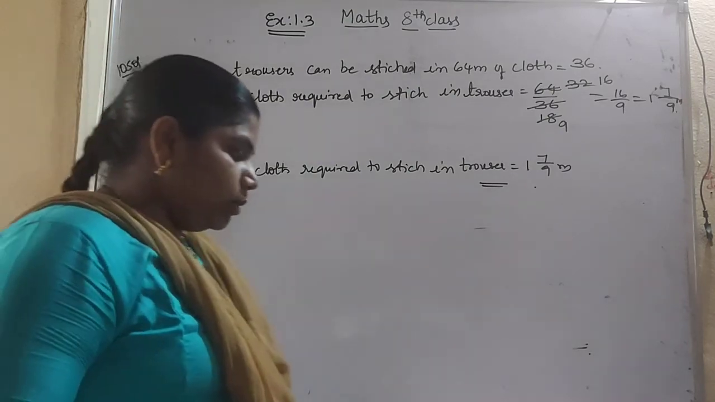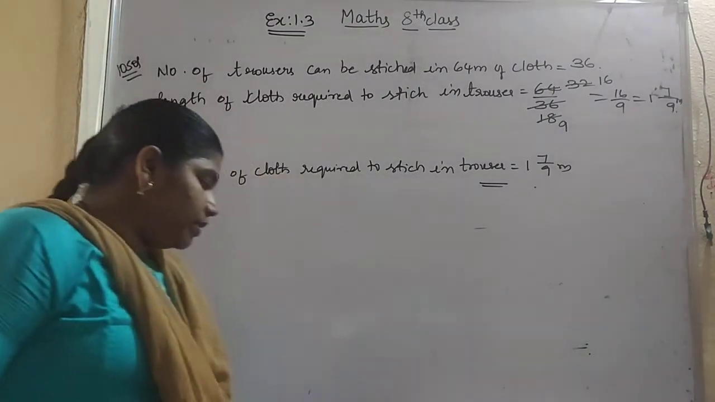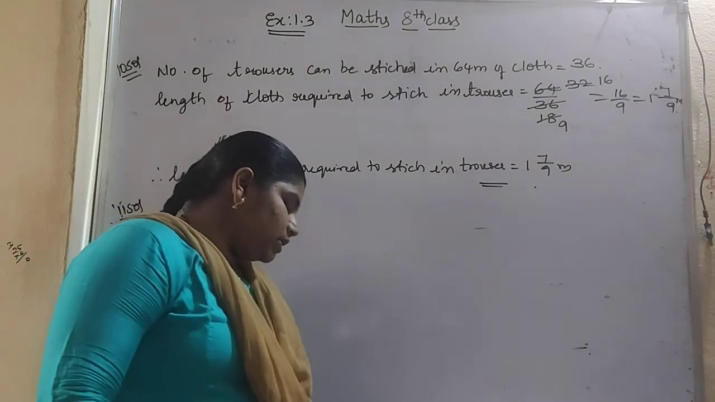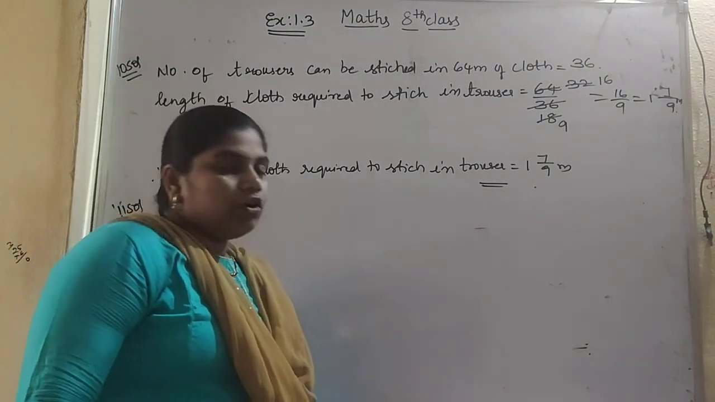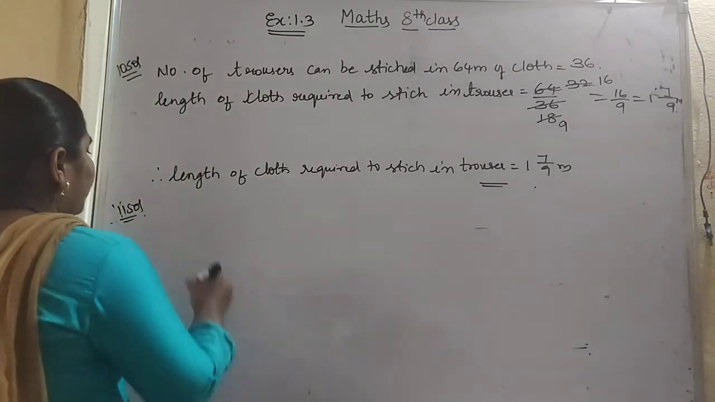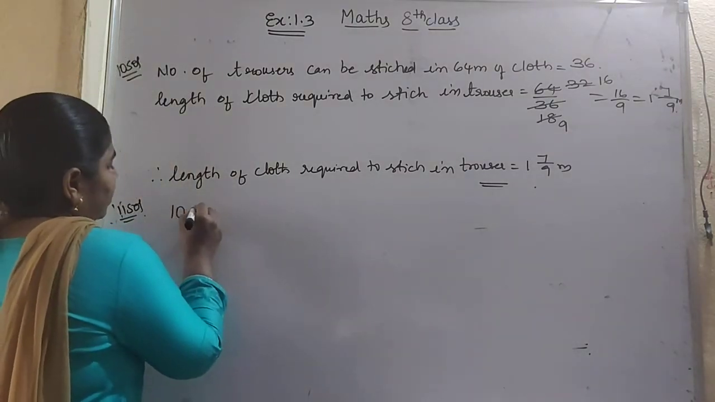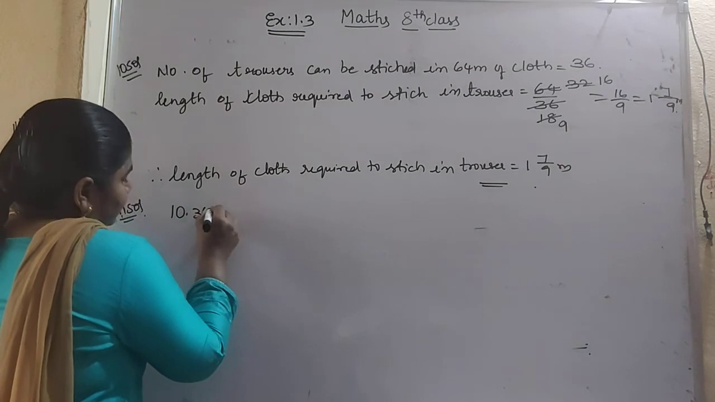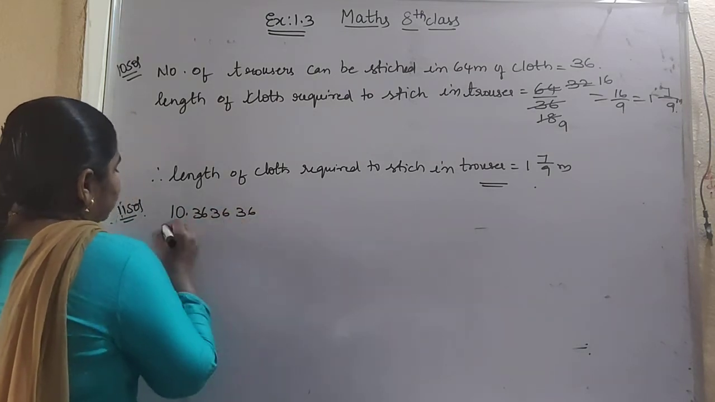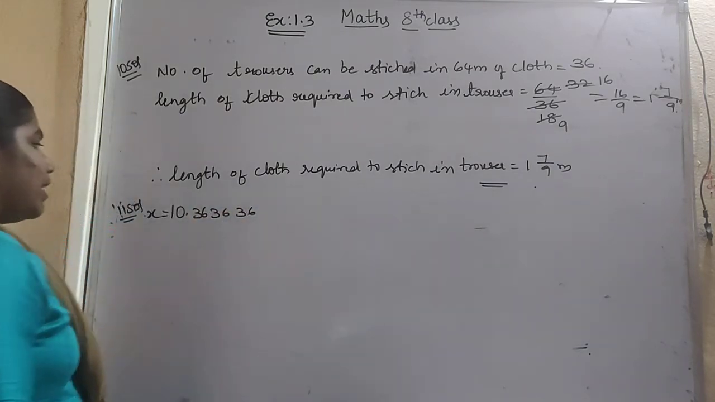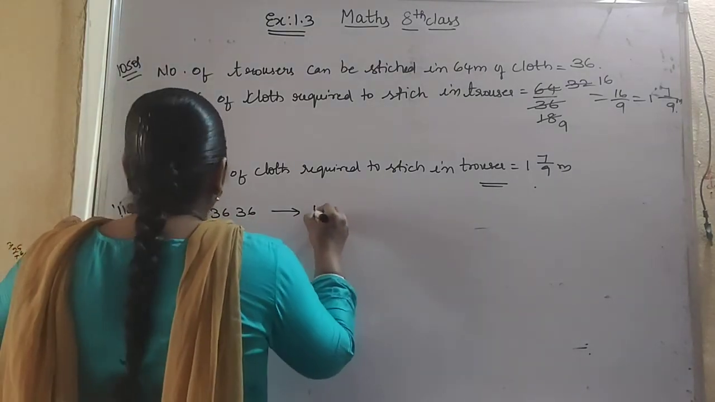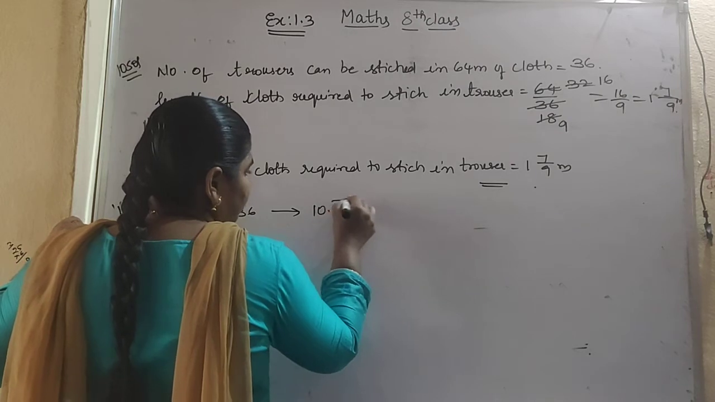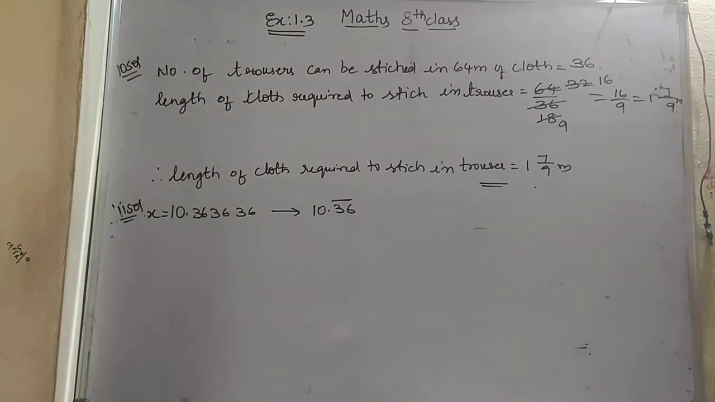With this our chapter will be completed. So when the repeated decimal 10.363636 is written in the simplest form P by Q, find the value of P plus Q. Here they have given the value as 10.363636. I am taking this as x. Here 36 is repeated, so the bar is for two numbers.